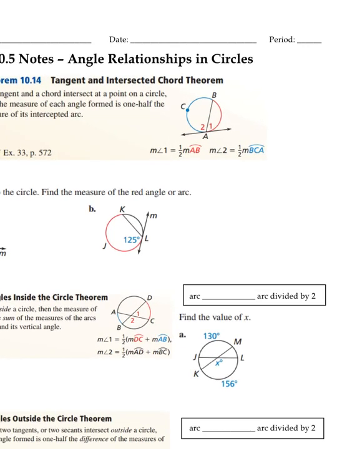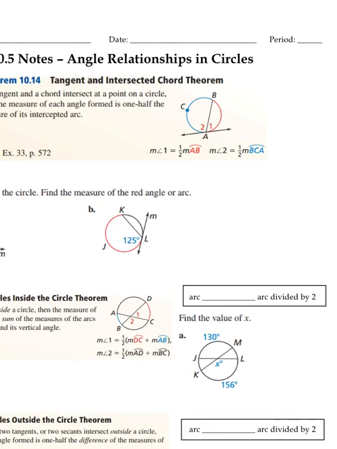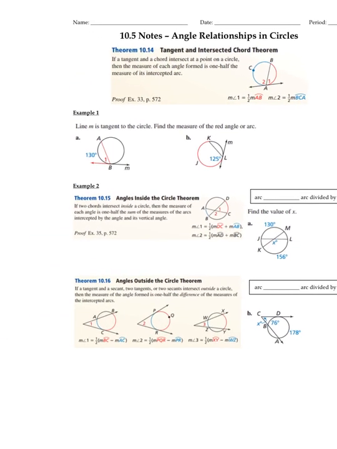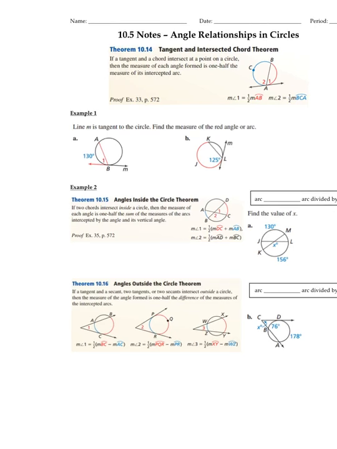So if you look at this example, if we wanted to find angle 1, we know that its intercepted arc is going to be arc AB, right? So angle 1 would be 1/2 of AB. Similarly, if we look at angle 2, that would be half of BCA, right? So let's pretend that BCA was 200 degrees. Then angle 2 would be 100 degrees, okay? So let's do some examples here.